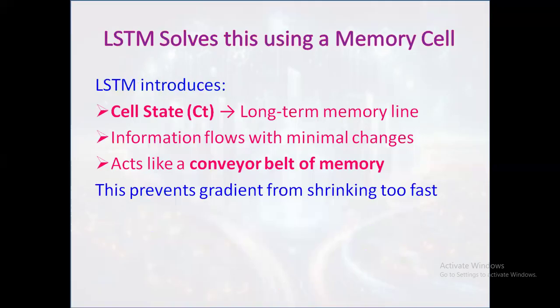LSTM solves this by using a memory cell. The long short-term memory network introduces a special structure called the memory cell, which stores information separately from the main hidden state. This cell is controlled by gates that decide what to keep, update, or remove. Unlike RNN hidden states that overwrite information at every step, the memory cell allows important data to stay unchanged over many time steps. This makes LSTM capable of preserving long term information while still processing new inputs efficiently.